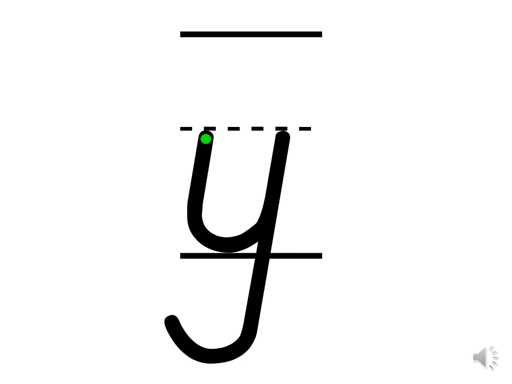We're ready to write this grapheme now. Can you see that the belly of this letter is sitting on the line? We need to remember that today. Now, this is a long ladder letter, and this letter is so long that it does descend under the line. Can you see where the green dot is? That's where we need to start the letter. Let's put our finger on it.